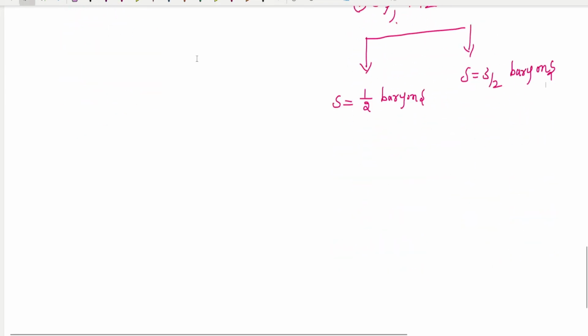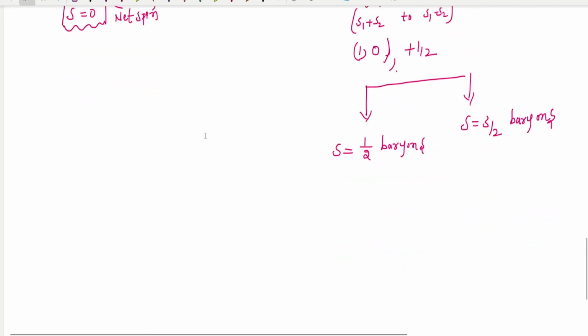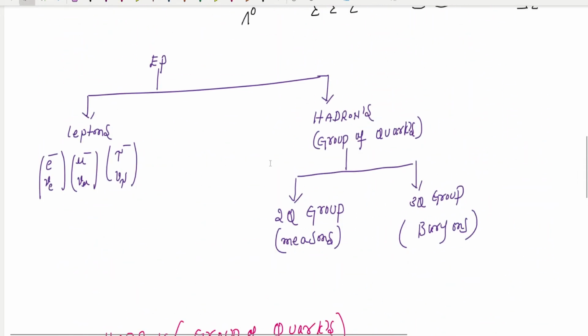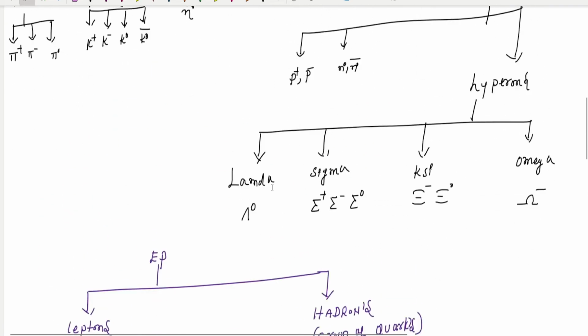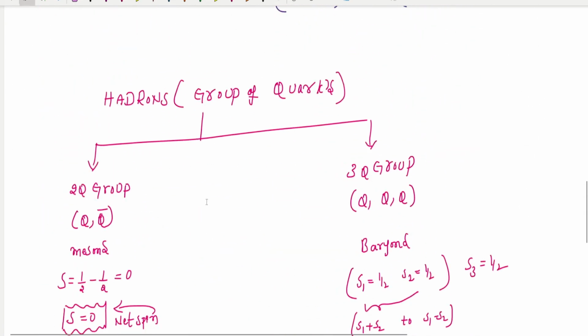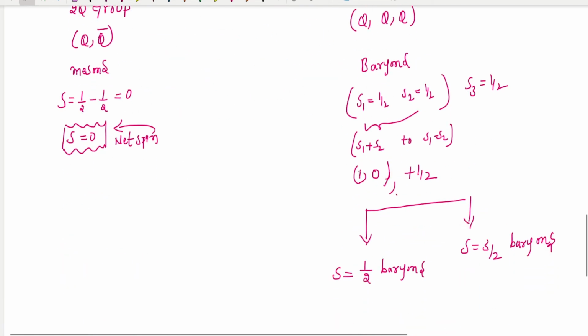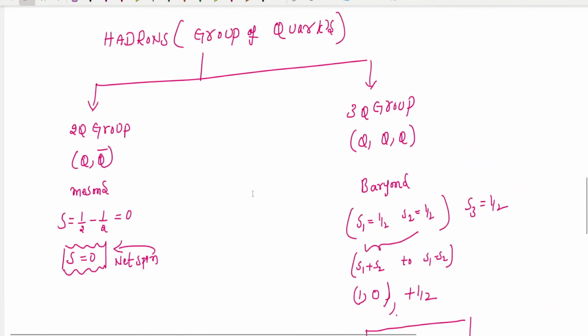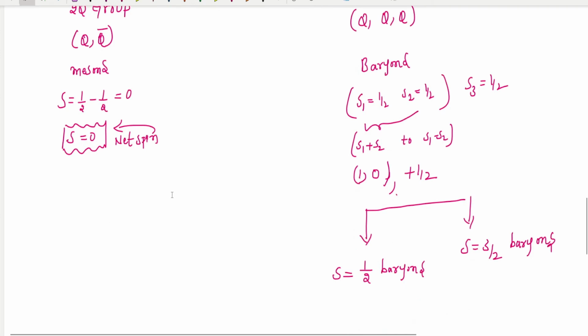Next category: I'm going to classify the mesons. Hadrons are divided into two groups, one is the 2q group and the other is the 3q group. So baryons we already discussed. These are the baryons and mesons.